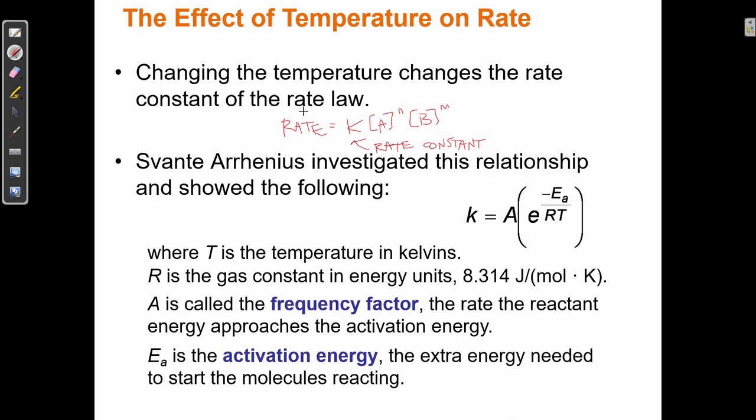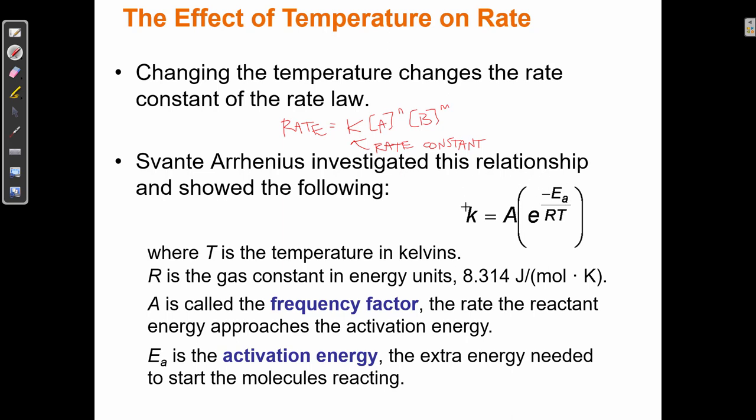So if temperature affects the rate, and it doesn't affect any of these variables over here, then the way that temperature affects the rate must be tied up in this rate constant. So what is the rate constant? Well, Arrhenius discovered this equation: the rate constant is equal to some factor A, which we call the frequency factor, multiplied by e raised to the negative Ea, and this value right here is called the activation energy, divided by R times T, where R is the gas constant and T is temperature.